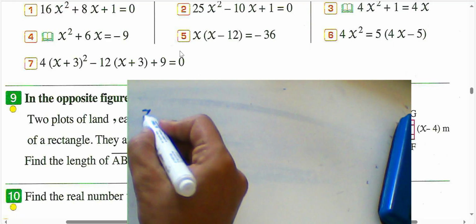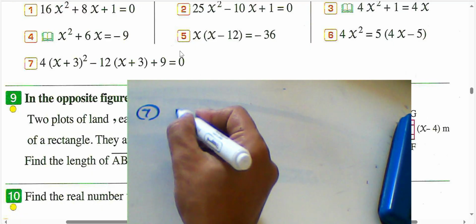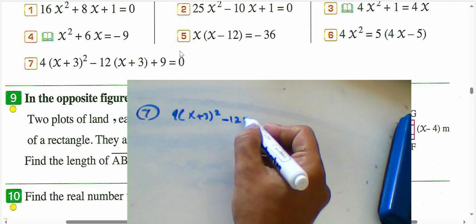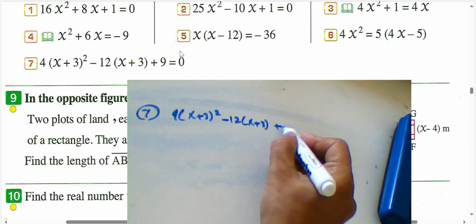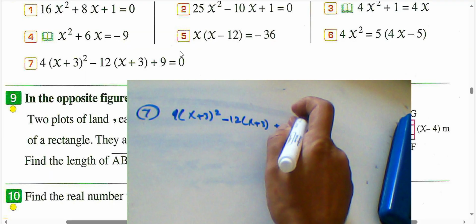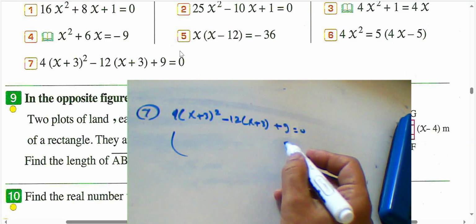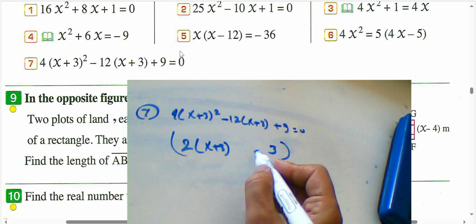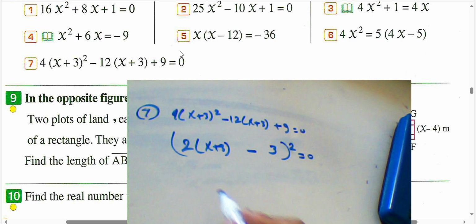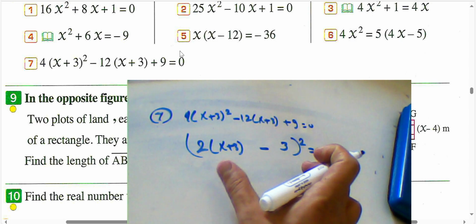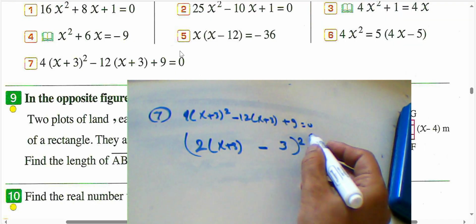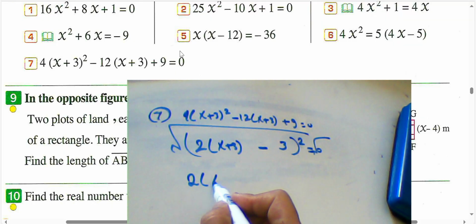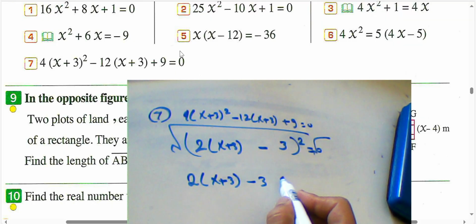Question number 7. We have 4 times x plus 3 all power 2 subtract 12 times x plus 3 plus 9 equals 0. This expression we call a perfect square. We can find the square root of the first, write 2 times x plus 3, and the square root of 9 equals 3, write the negative here, all power 2 equals 0. Then you can find the square root of the left hand side and right hand side. If you take the square root here, we can cancel the square root by 2. Then we have 2 times x plus 3 minus 3 equals 0.